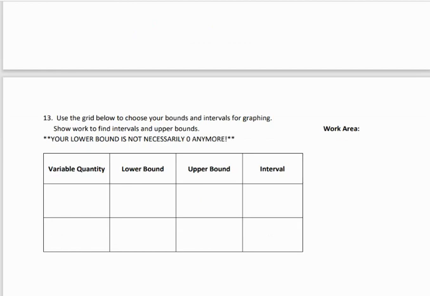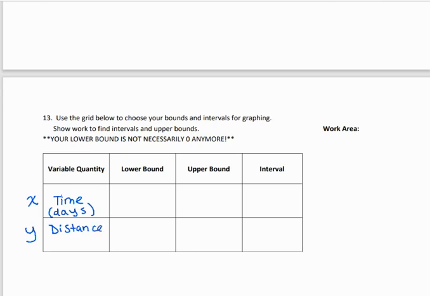Variable quantity, same deal as before. What comes first is our X and then our Y. So let's look at number 13. Our variable quantity for X, always first, we said is our time. And if you like to put the units in parentheses, you can as well. And then our Y variable is our distance. And that was miles. Please make sure we're always doing X first and then Y, just like with the chart before.